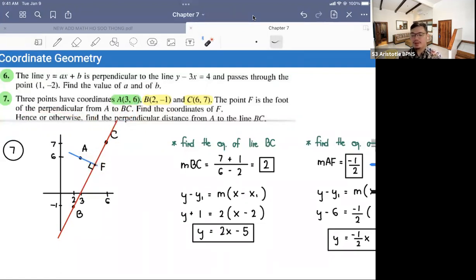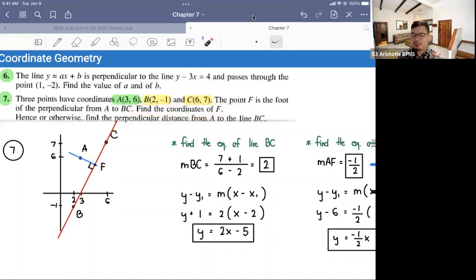This one. So that's how it's going to look like. Now, what we need to do for number 7 is we need to first find the coordinates of point F. And how are we going to do that? Now, we cannot use the midpoint formula because, of course, it's not in the middle, right? The question doesn't say that.